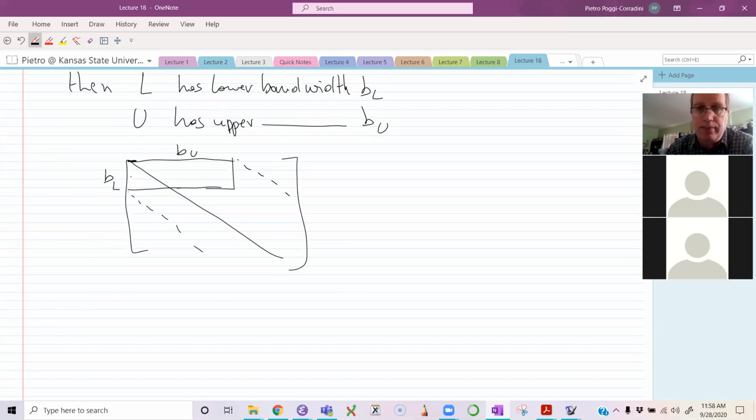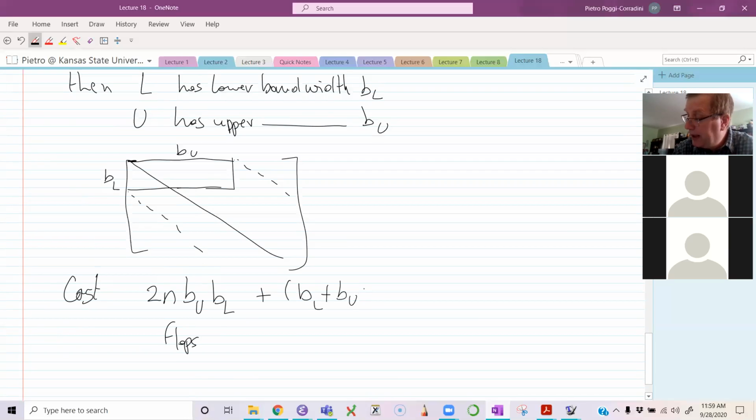And this type of operation will have a cost. You can count the floating point operations, and it's going to be 2n BU times BL. Plus, you're going to need to store things in memory, and that's the space needed: BL plus BU plus 1.